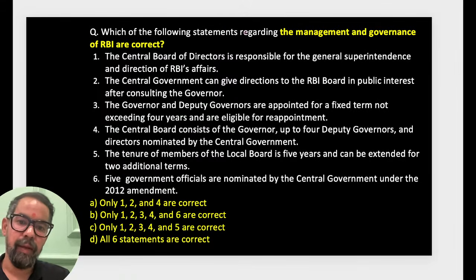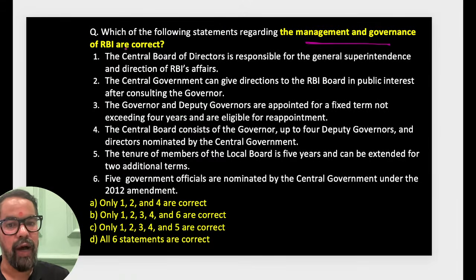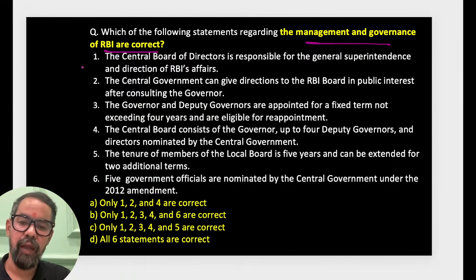Next one. The management and governance of RBI, which of the following are correct? चलो बताइए, मैनेजमेंट एंड गवर्नेंस ऑफ आरबीआई.